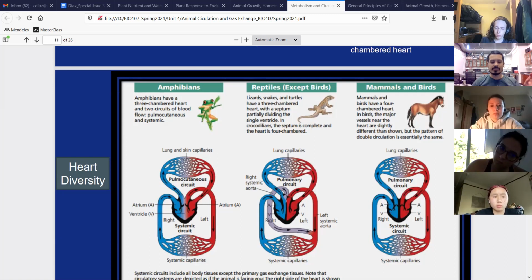In all of these cases, whether it's two, three, or four lobed, chambered, you're going to have this unoxygenated blood being pushed to either the lungs of the organism, or, in amphibians, the skin, because they can breathe through their skin, which is so cool. And that is where it's picking up oxygen before it gets pumped to the rest of the body.